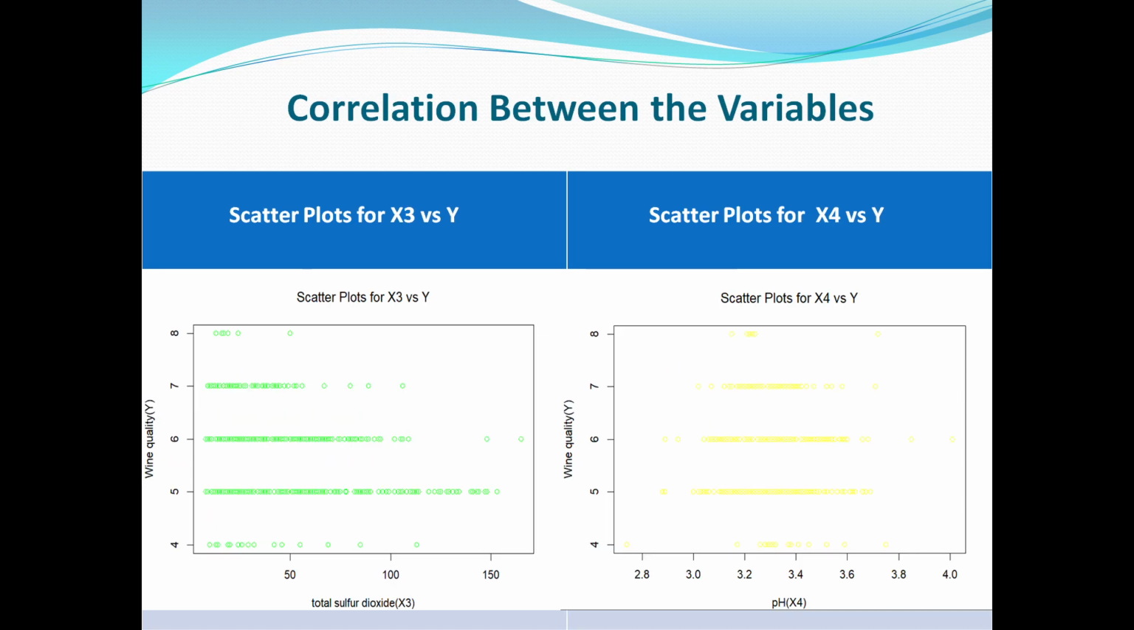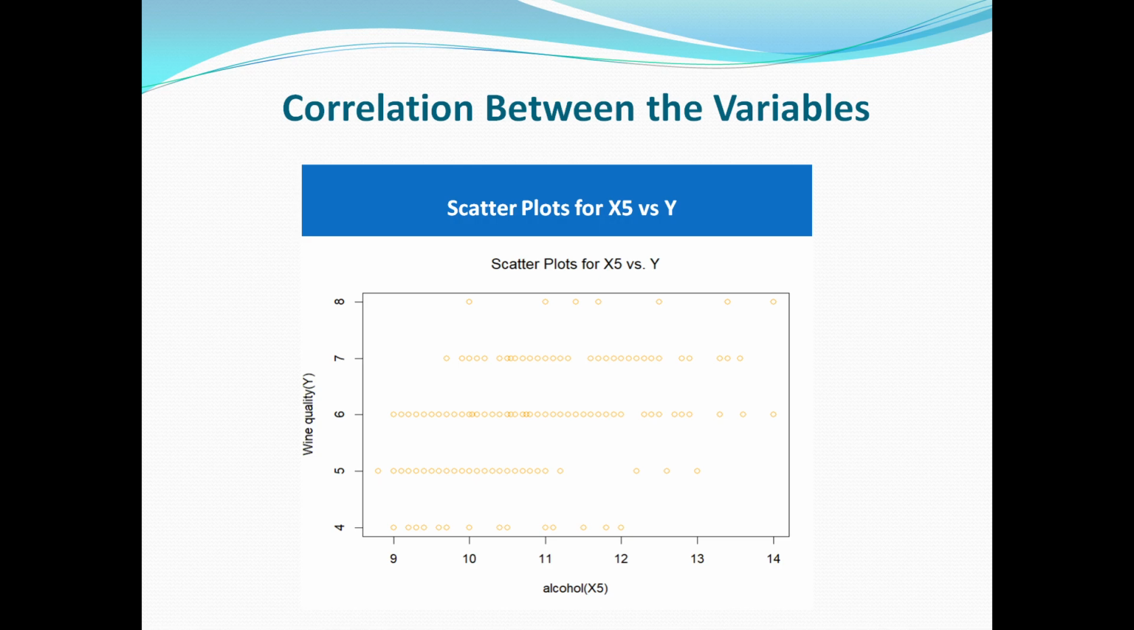Coming to the third graph, we can see that it's a scatter plot for total sulfur dioxide and wine quality. Here the value is equally distributed between 0 and 100. Coming to the fourth graph, it's the plot for pH and wine quality. Here the value is between 3 and 3.6 and we can see that it's equally distributed. And coming to the scatter plot for alcohol and wine quality, the value is equally distributed between 9 and 13.